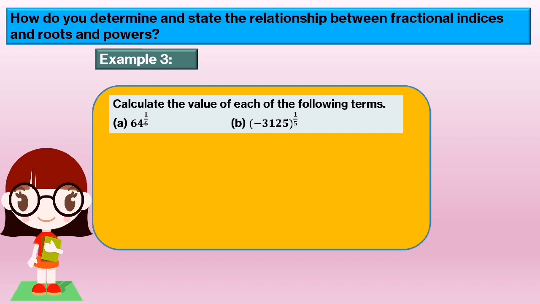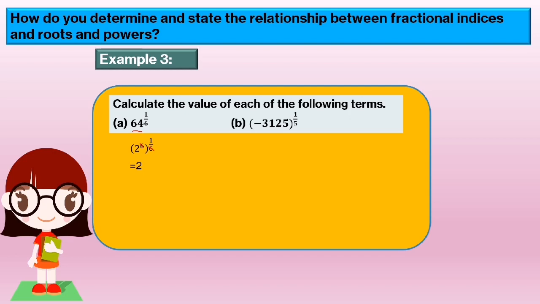Example 3, calculate the value of each of the following terms. 64 to the power of 1 over 6. So we need to find the value of it. First, 64 we can convert to a number in base 2. So 2 to the power of 6, in brackets, to the power of 1 over 6. Now we can simplify it, and we obtain 2 to the power of 1. 2 to the power of 1 equals 2.